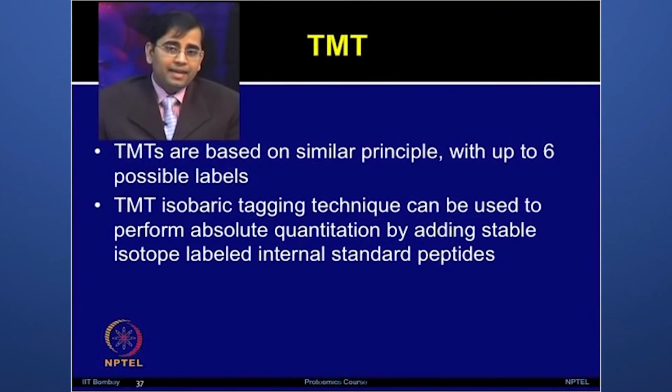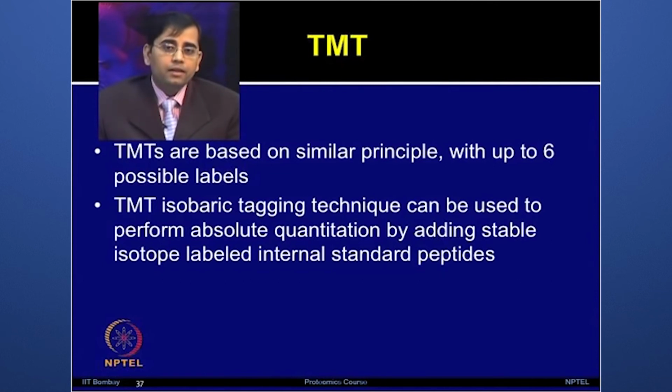So, these tandem mass tags are based on a principle similar to iTRAQ. Here the possibility for multiplexing is up to 6 possible labels. The TMT isobaric tagging technique can be used to perform absolute quantification by adding stable isotope labeled internal standard peptides. It can be done by comparing the peptides from a target protein to a known amount of labeled standard peptide spiked into a sample.